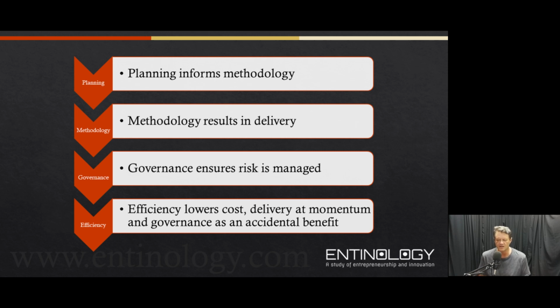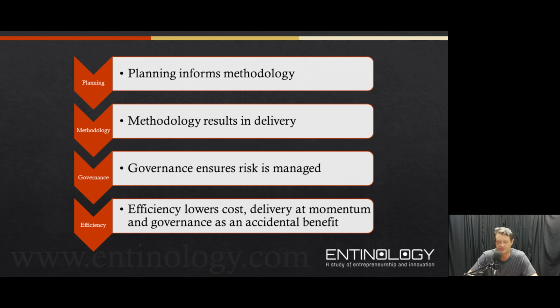Right, I want to go back to point 2, methodology results in delivery. And then I state there such an important thing at efficiency, and that is delivery at momentum. What does that mean? There are methodologies out there that call themselves frameworks that talk about cadence. And cadence is rhythm.